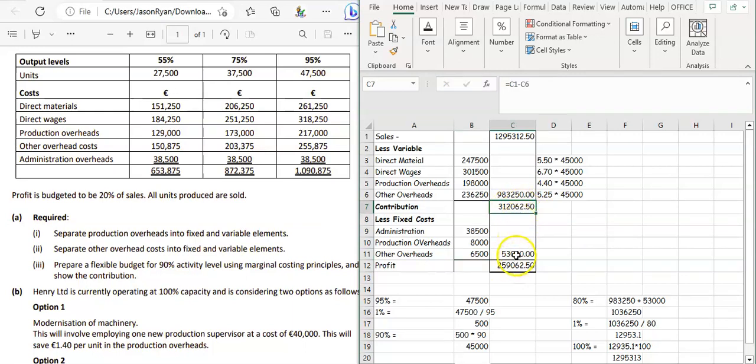And then your contribution takeaway fixed cost will give you your profit. And that's part 3 answer. Now we will use this when we look at part B for option 1 and for option 2. We'll be just adjusting these figures here depending on the scenario they've given us. But that's part A3 for Henry 2021 flexible budgeting question.